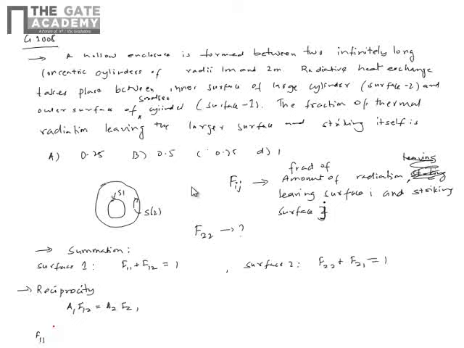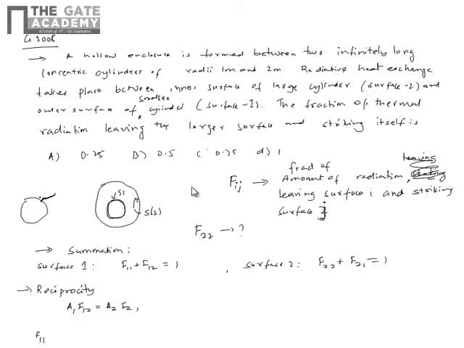One thing is F11, the radiation that leaves surface 1 and strikes back. Because it's a convex surface, you can't have a case where the radiation that leaves it can strike it back. Because it's a convex surface, it can't happen.